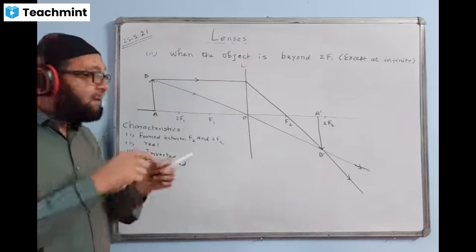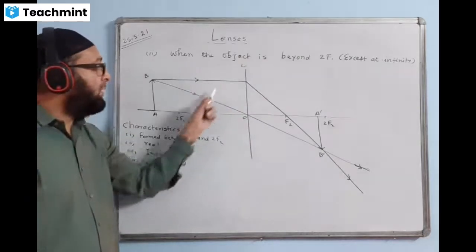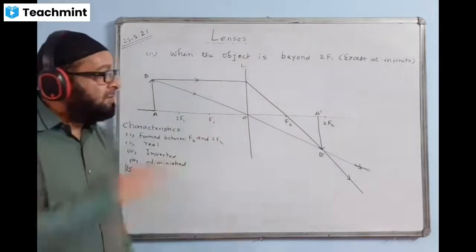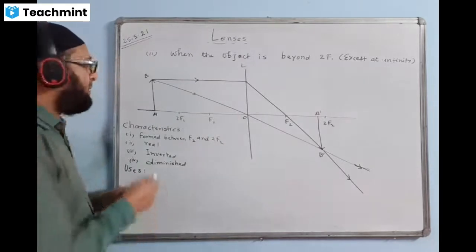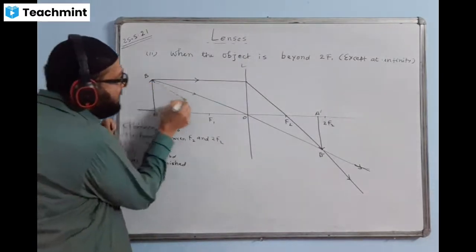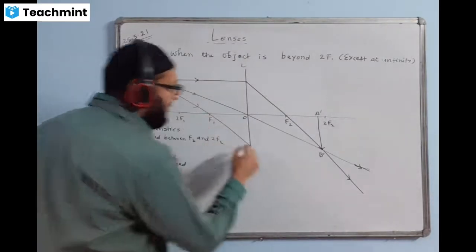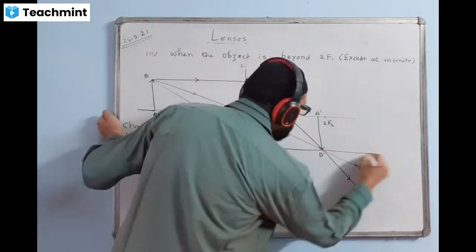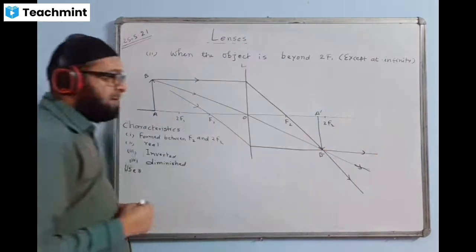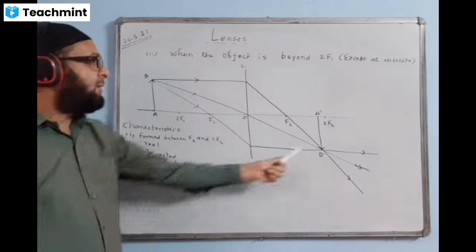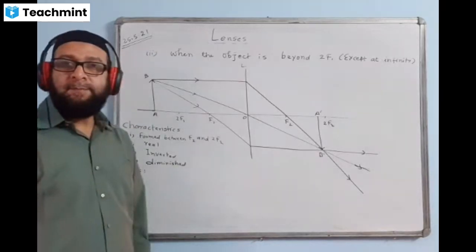And it will meet at the same point where the other two rays are already meeting. It will pass through that point only. That means the third ray you have to draw this way. Here. And now the ray will become parallel to the principal axis. All the rays will meet at the same point.